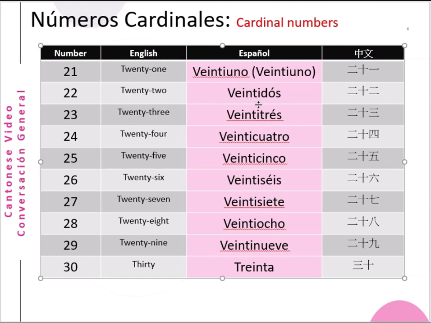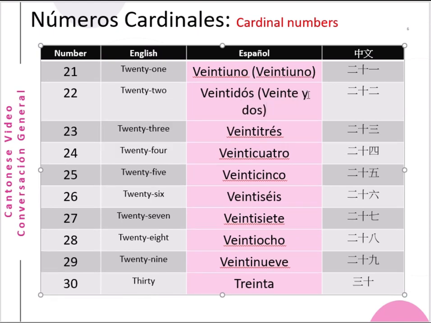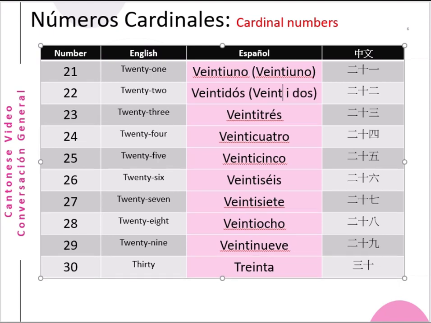22, veintidós. The word also comes from veinte y dos. Then we change this Y into I, we cancel out this E, and then we combine these three words together into one word. And remember, in veintidós, we put an accent on the O. 23, veintitrés, and also we put an accent above the E. 24, veinticuatro. 25, veinticinco.